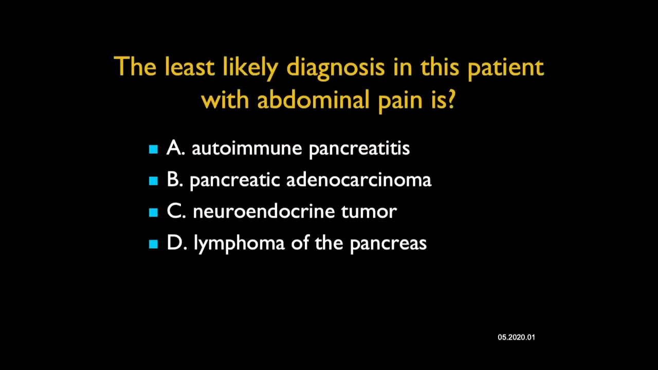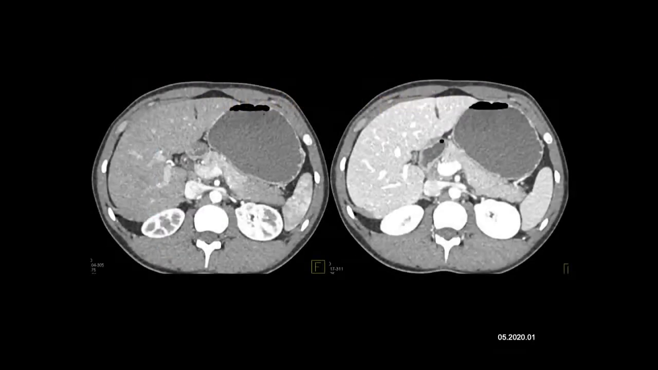On this first case, what's the least likely diagnosis? Well, what you see is a mass in the tail of the pancreas, or what looks like a mass, that's hypodense on arterial phase and then becomes isodense. Well, that's a very good description for autoimmune pancreatitis, so that's the correct answer.